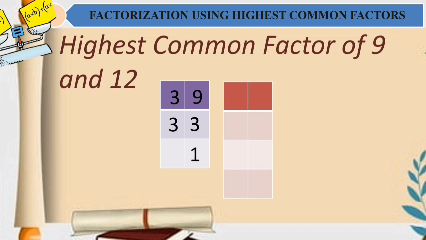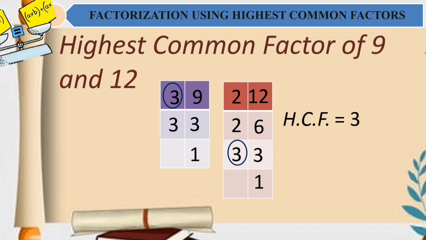Next, we also find the LCM of 12. What's the simplest number that can divide 12 with no remainder? Let's start with 2. Can 2 divide 12 with no remainder? Yes, of course. 2 into 12 is 6. 2 into 6 is 3. And then 3 into 3 is 1. Here we have 3. Is there a 3 in the side of 12? Yes. So the HCF is equal to 3. We go to the next number, 3. Is there another 3 in this side? Of course not. So the highest common factor of 9 and 12 is 3.